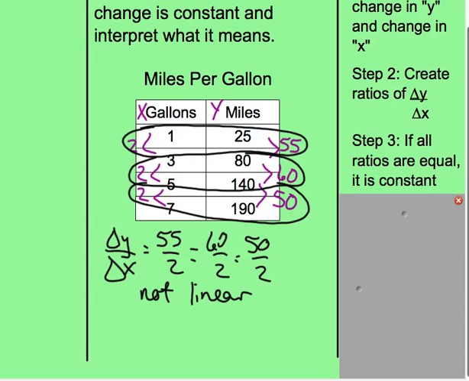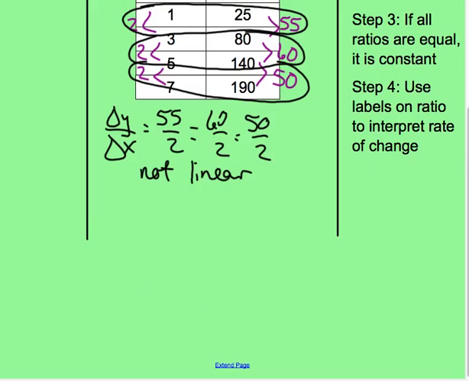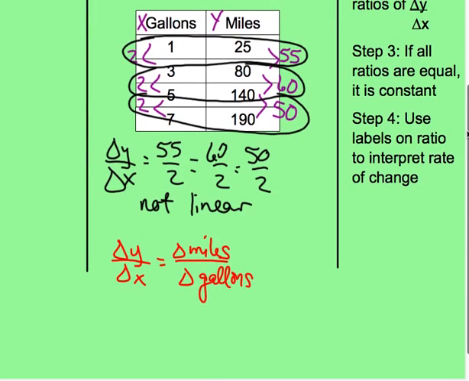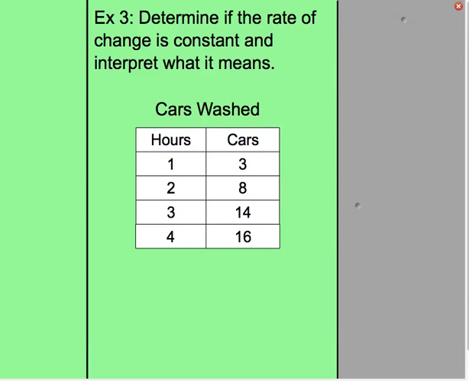But we can still interpret the rate of change in the context of the table. So we're going to label our change in y and our change in x. Change in y was miles, and change in x was gallons. So what this means was, in this context, we are looking at miles per gallon, or MPG. I know this video is getting a little long, but I've got one more example. I'm going to keep the same topics linked together in one video.